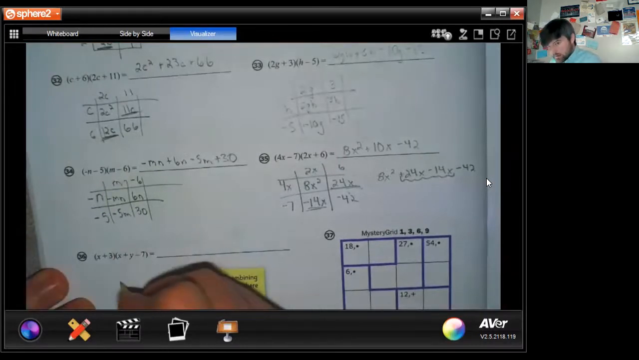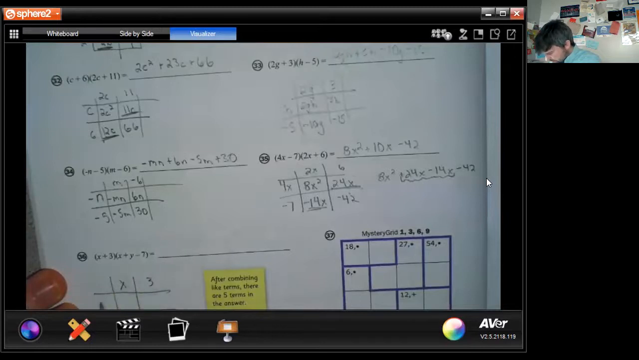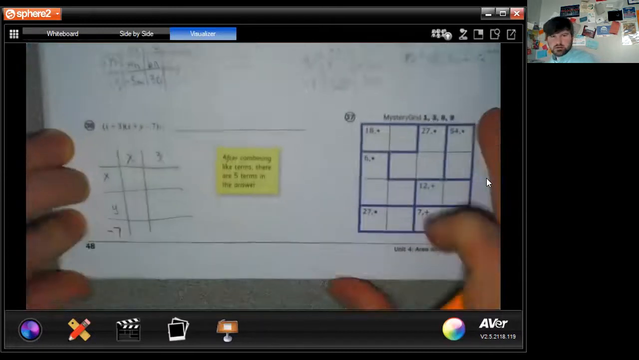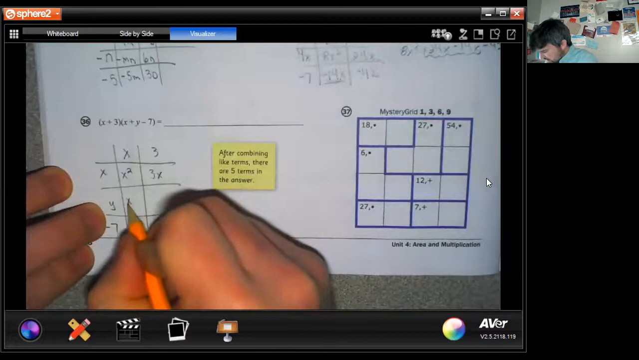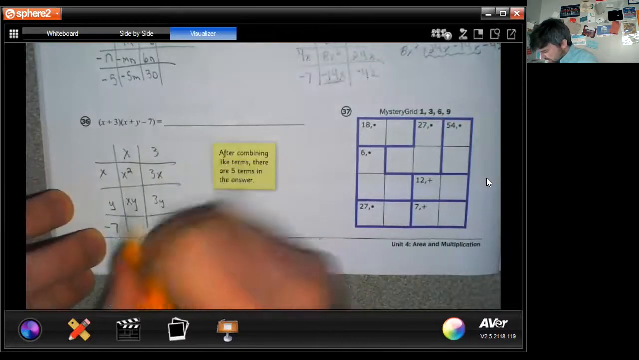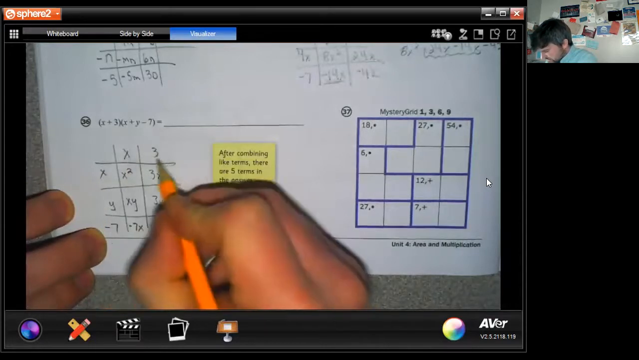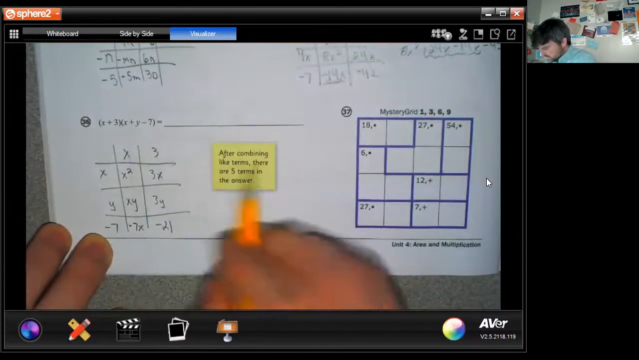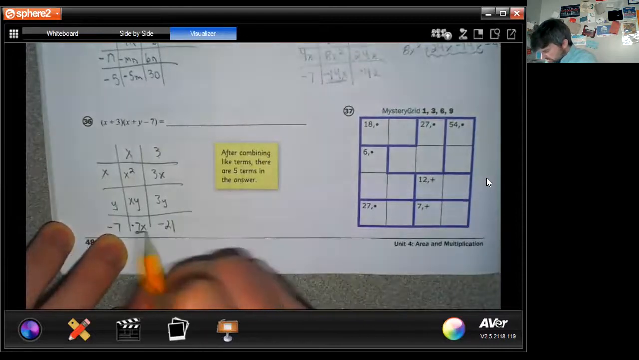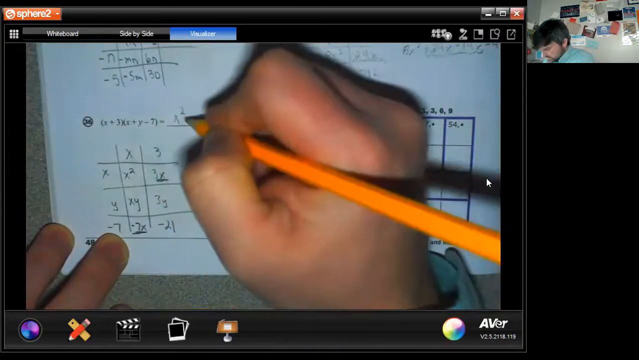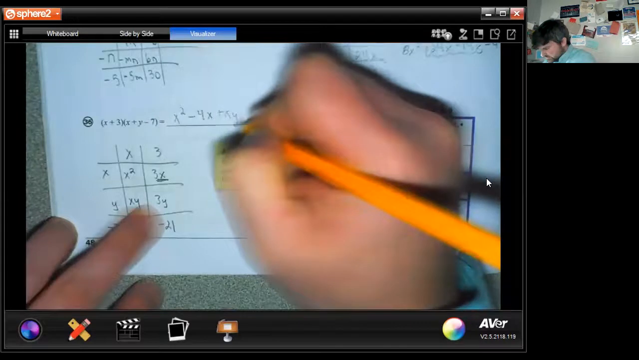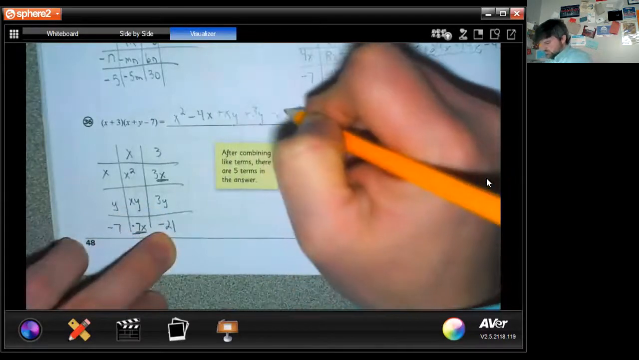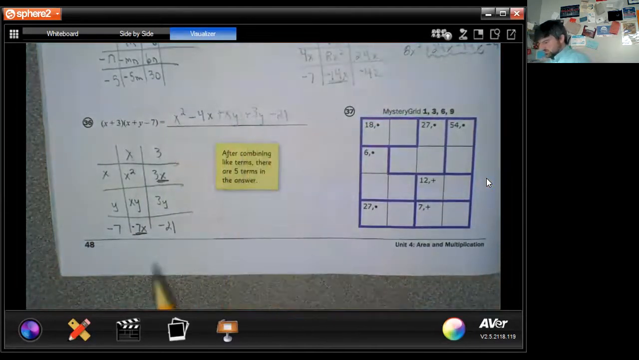All right, area model here. So we got X and 3. X, Y, and negative 7. Whoop, let me get you on the screen here. So you have X times X is X squared. X times 3 is 3X. X times Y is XY. Y times 3 is 3Y. Negative 7 times X is negative 7X. And 3 times negative 7 is negative 21. After combining like terms, there are 5 terms in the answer because you have a term here and here with just the X. So you have X squared. Okay, 3X minus 7X would be minus 4X plus XY plus 3Y, minus 21. So you have 1, 2, 3, 4, 5 terms there.